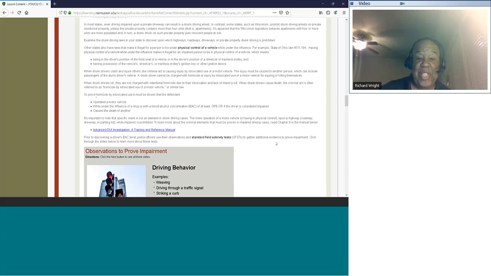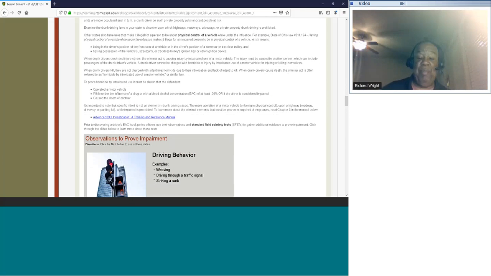So to prove a homicide by intoxicated use, it must be shown that the defendant first operated the motor vehicle while under the influence of a drug or a blood alcohol content of at least 0.08, as I said, or the driver is considered impaired, and then it causes the death of another. So that could be a passenger as well. So it is very important that you understand the situation. This is a very serious issue.